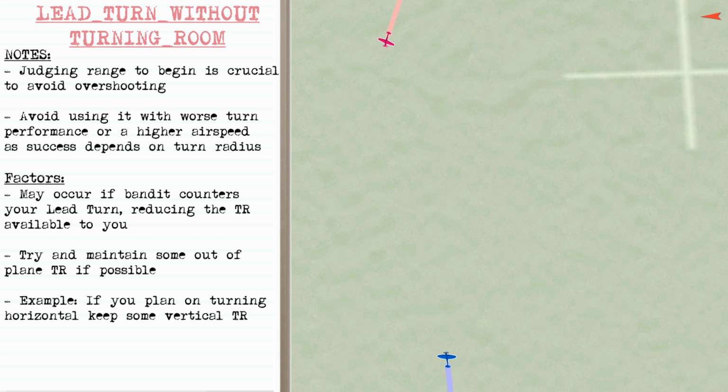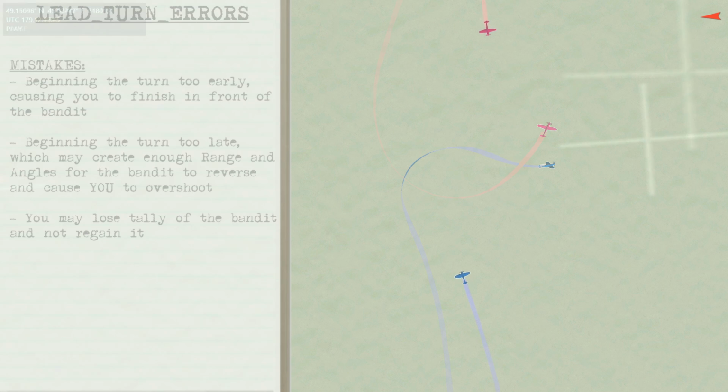For a lead turn without turning room, judging range is crucial to avoid overshooting. You want to avoid using this with worse turn performance or higher airspeeds because its success is highly dependent on your turn radius. This situation may occur if the bandit counters your own lead turn, reducing the turning room available to you. So it's important to try and maintain some out-of-plane turning room if possible. So if you plan on turning horizontal, you want to maintain some vertical turning room.